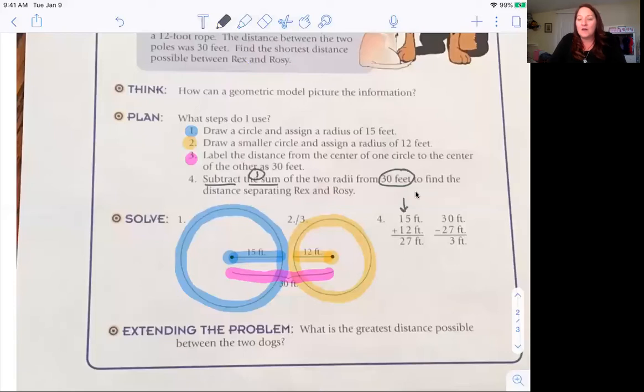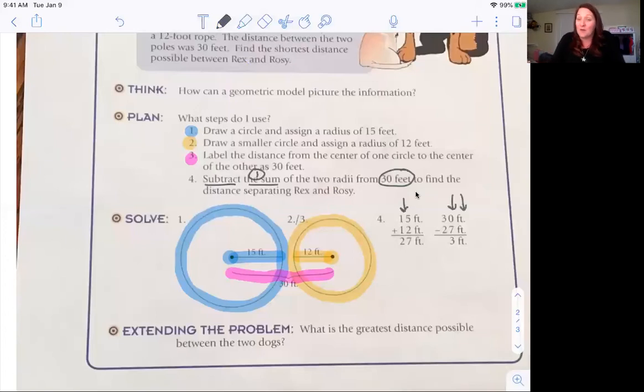Then we're going to find how far apart they are from 30 feet. Well, what is the difference between 30 feet and 27 feet? 3 feet. So at any given time, the shortest distance they can be apart is 3 feet. That's the shortest distance they can be apart.